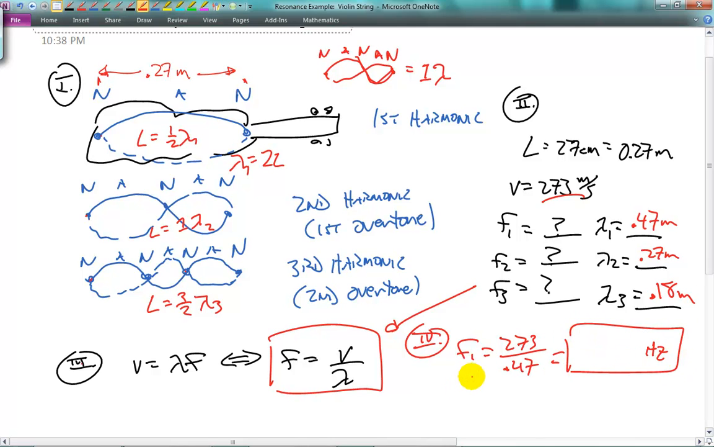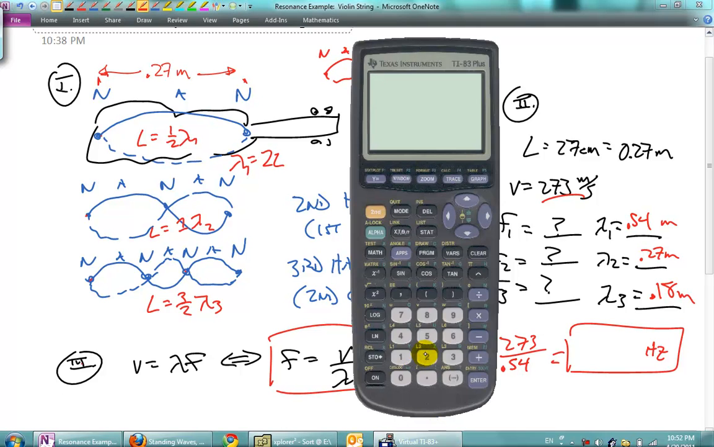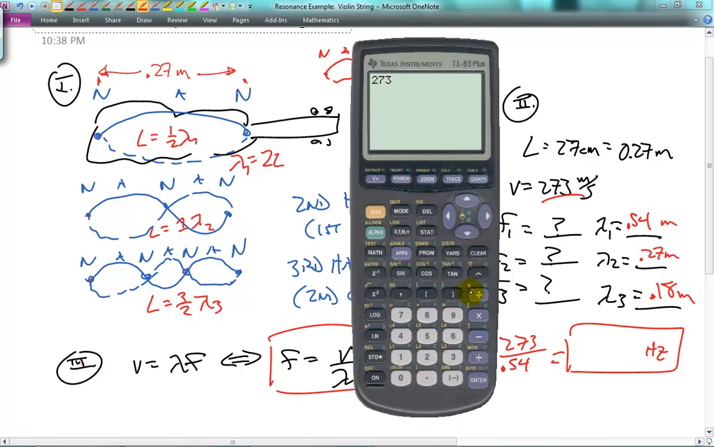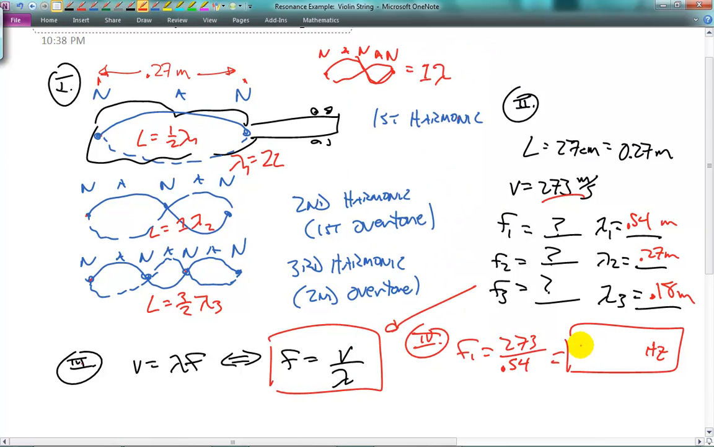Whoopsies. You know what, I just realized when I did a little common sense check that 0.27 times 2 is actually 0.54 meters. So maybe you shouldn't always do the math in your head. So now, if we put in the right length, that's much better. We get the correct frequency there of like 505.55, 505.6 hertz for my first harmonic.